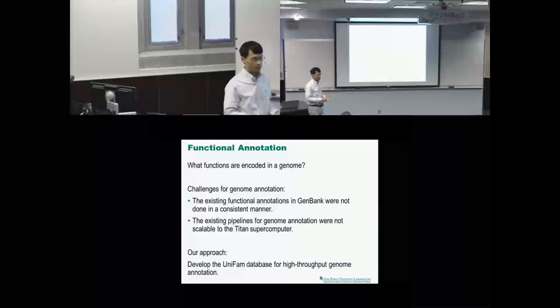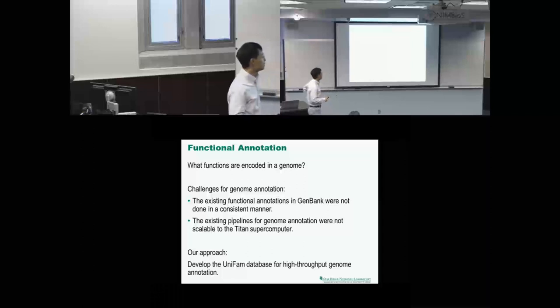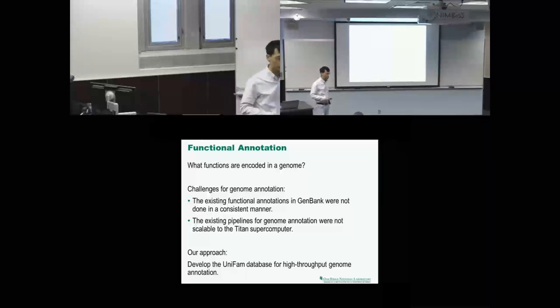Basically, we can take an existing pipeline and then re-annotate everything in the genome. The problem is a lot of these existing pipelines are not scalable. It's very hard to run such a pipeline across 14,000 different genomes. So really, to solve these two problems, we proposed a different approach. That is, we developed a new database called the UniFam database. So this will allow us to do the function annotation in a high throughput manner.